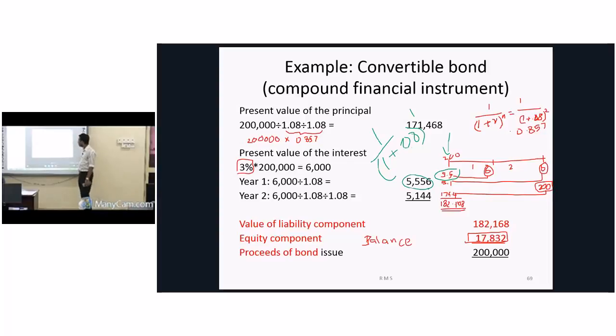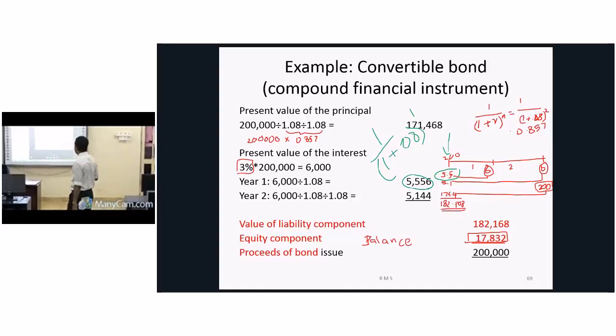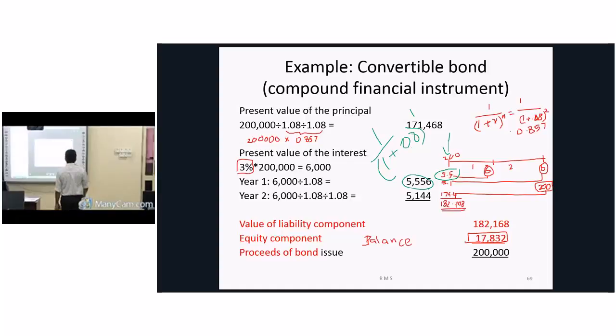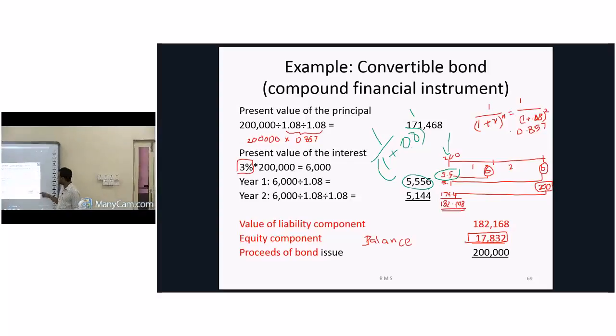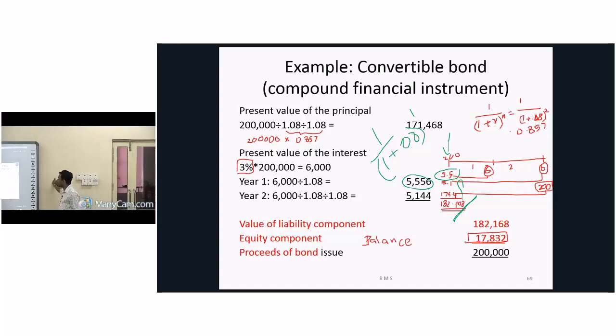Then the second year, how much will it be? Not 6. At the end of the second year, you have to repay. We are going to find the liability component first, not equity. You have to pay it back, so not 6 or 200, it will be 206. You can take 206 into the second year discount factor, 0.857. Then your value will be the sum of these two. I have discounted these two cash flows separately, 6 separately, 200 separately, or you can take 206 together. Then the fair value of this liability will be 182,168. Got it?